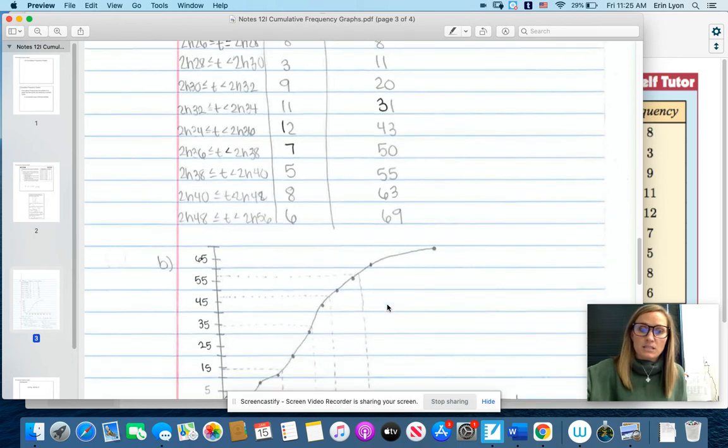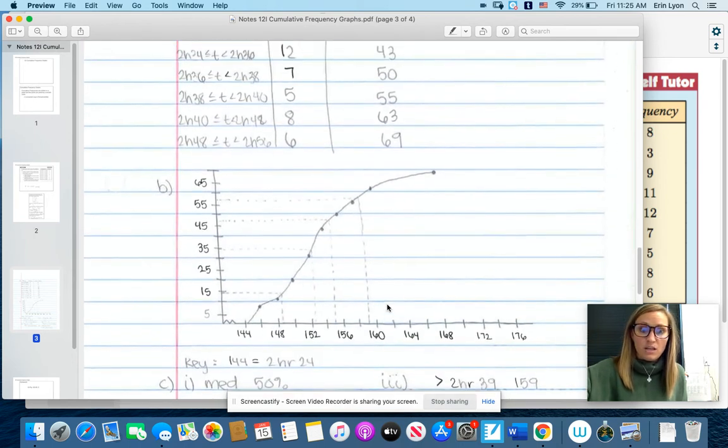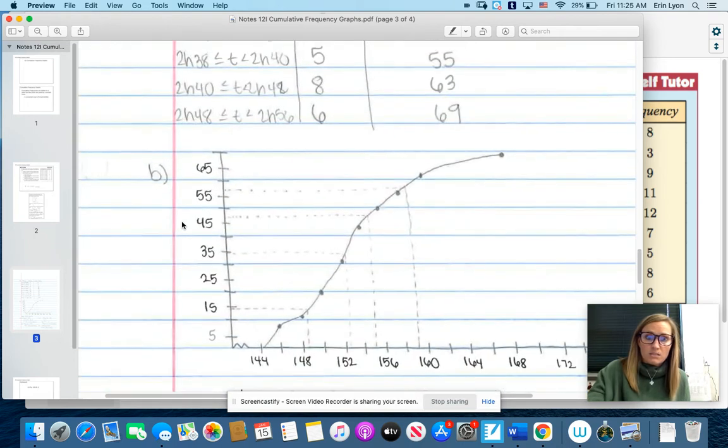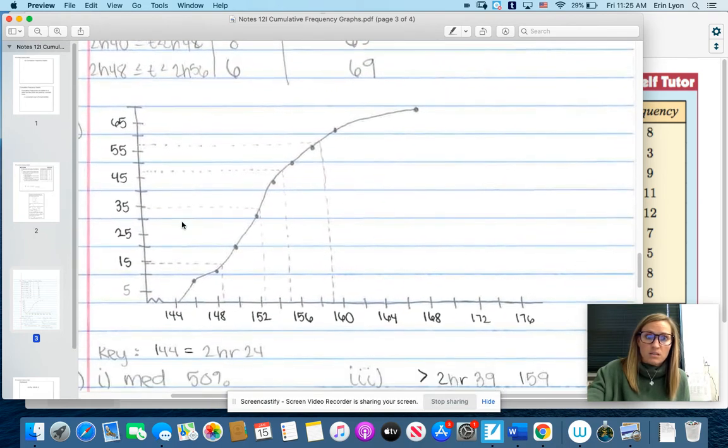So the next thing is to actually make your graph. And you may, on an EA, have to do this, so you want to make sure that you understand how to do it by hand as well. So down here I have my times on the x-axis, and then on the y-axis, I have my actual cumulative frequency.